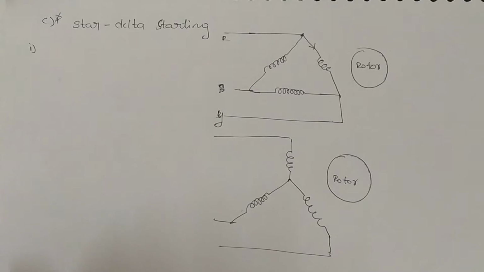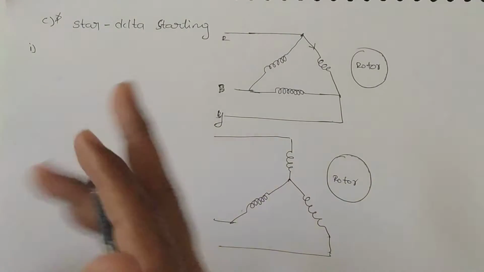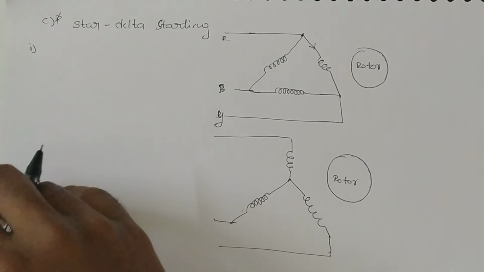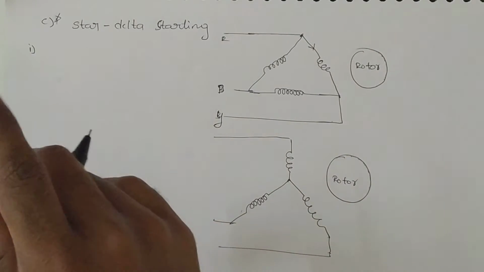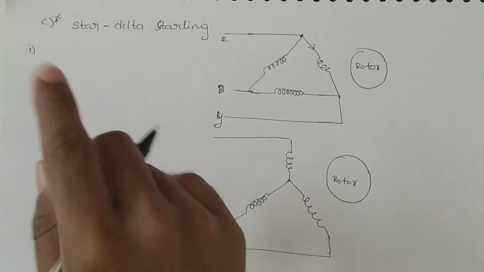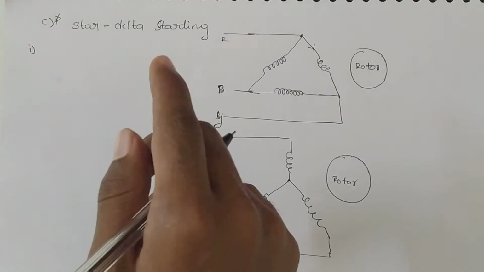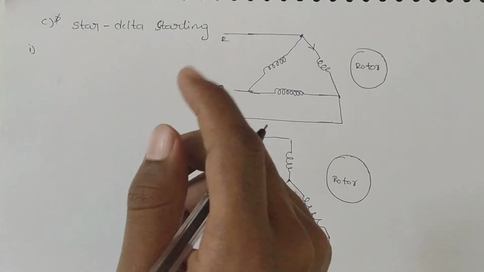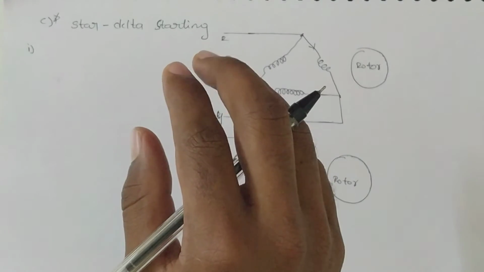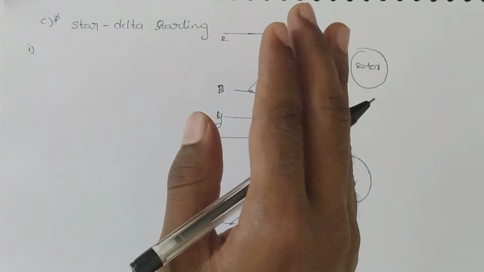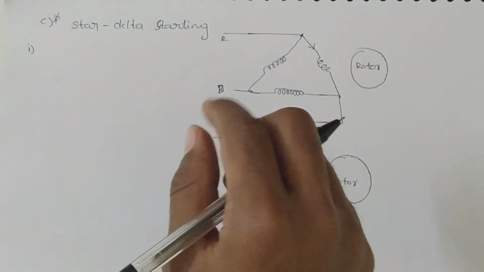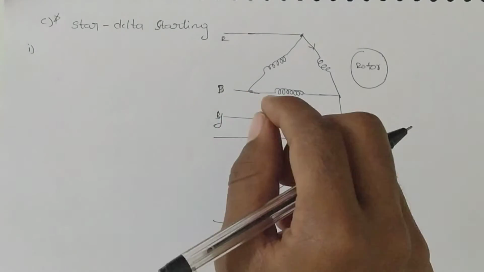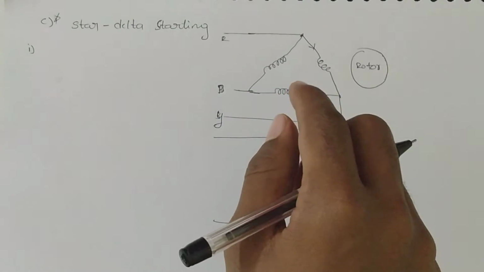Now let's see, this method is different from the previous methods. Why? Because in the previous methods we discussed the DOL starter, which is a direct online starter, and the resistance starting method and auto transformer starting methods. In all of those we were discussing a star connected motor, but this method is only applicable for a delta connected motor.